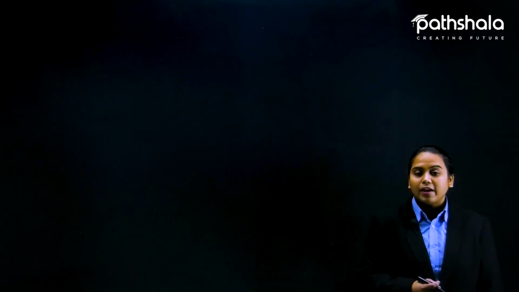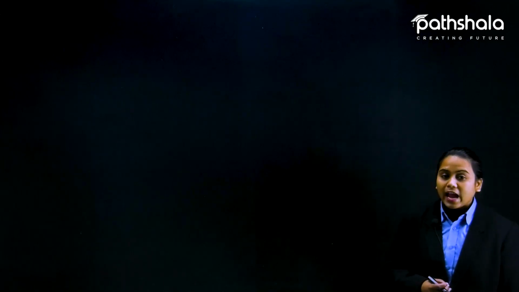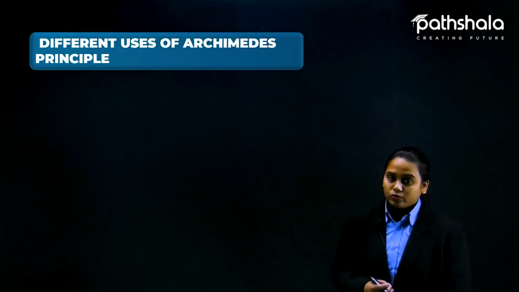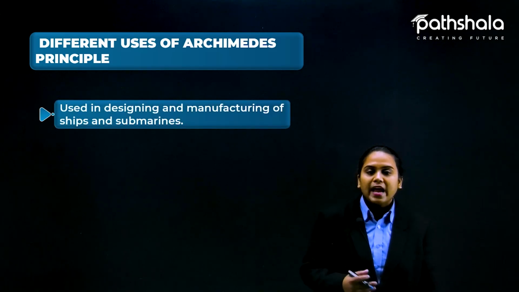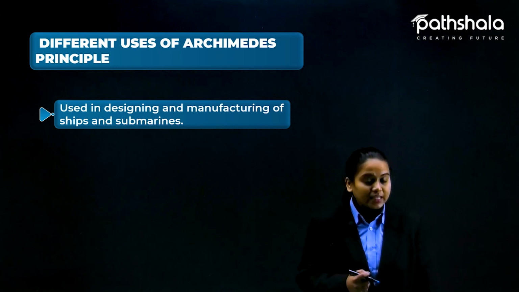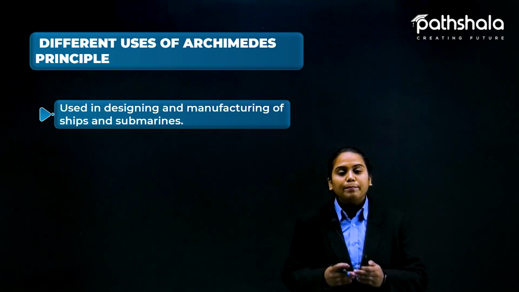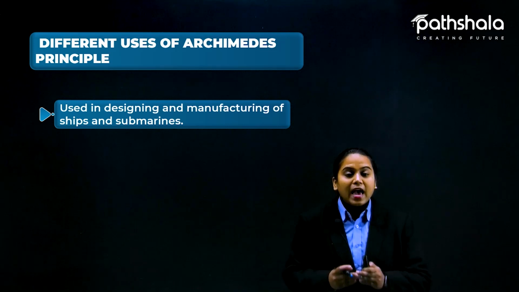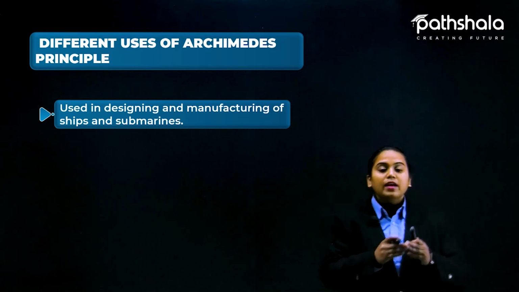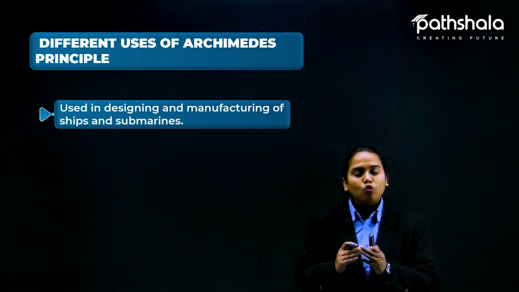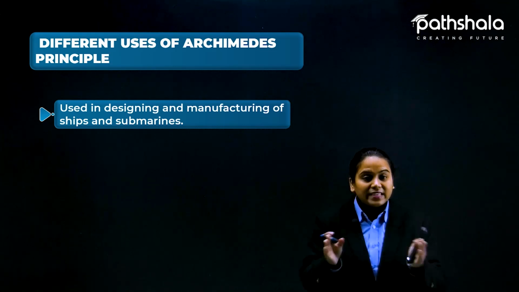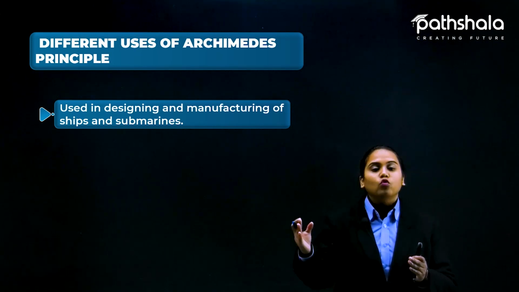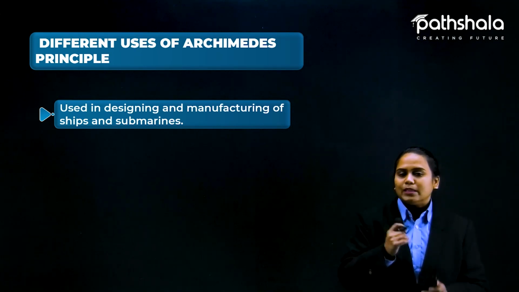So as we have seen, students, Archimedes has given us a very good principle, and on that basis we have different uses of Archimedes principle. Number one, it is used in designing and manufacturing of ships and submarines. As you know that different liquids have buoyancy, and that buoyancy helps the ships and the submarines to float easily. So why not design any part like that? It displaces a lot of water and easily floats on it. So here the principle works.